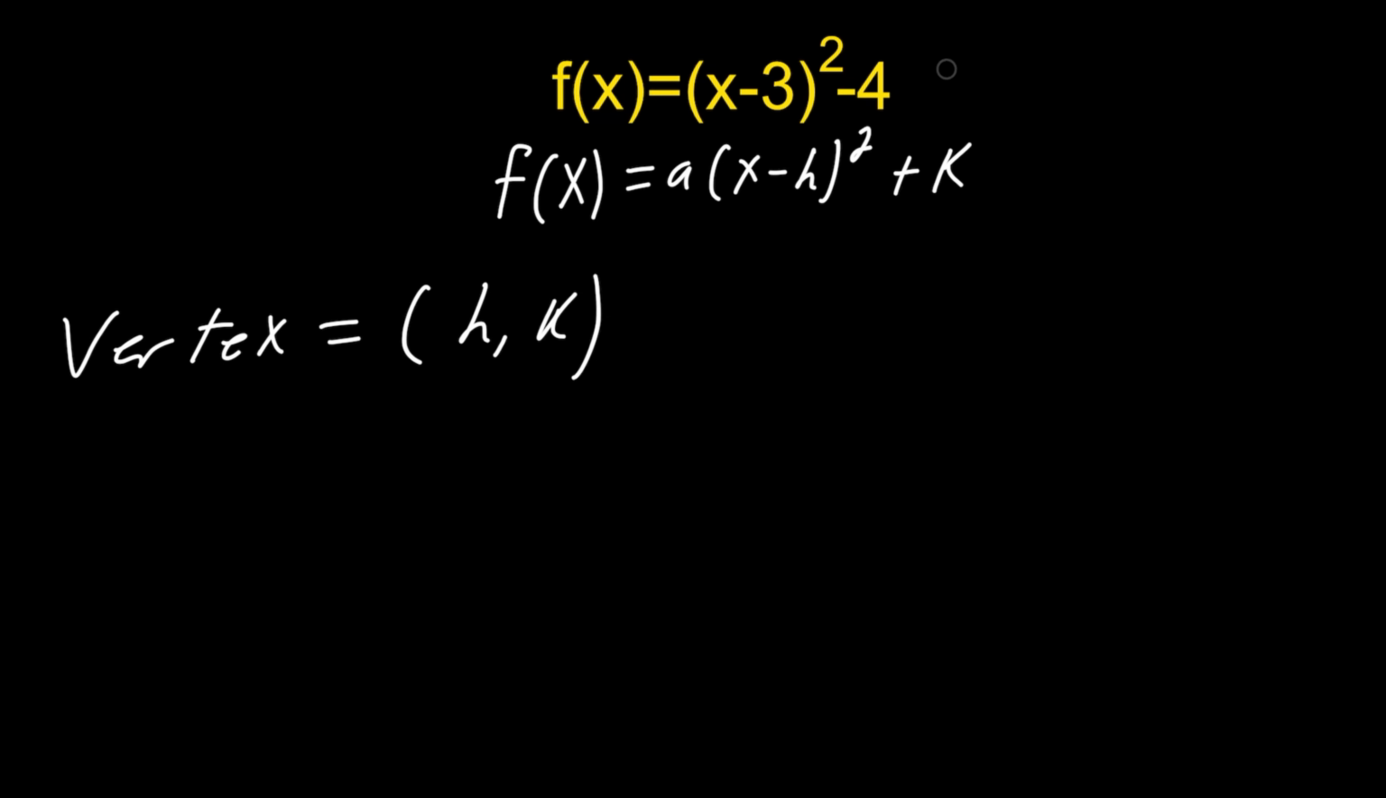Now let's take a look at our function. What is h? Well, h is 3. Now you might ask, why is h not negative 3? Well, because the negative sign was already here in our function. If h were negative 3, this would be x minus negative 3. But since it's not, h just equals 3. And what about k? Over here, we're supposed to have a positive number, and over here we got a negative number, so it's going to be negative 4. So this right over here will be the vertex.